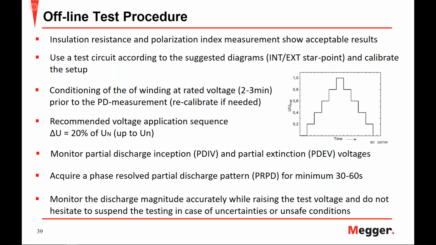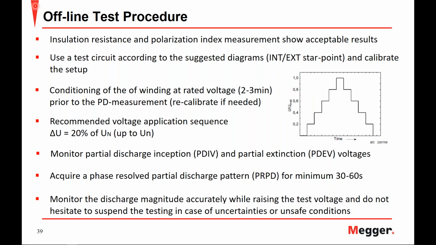And what this does is this allows for the monitoring of partial discharge inception voltage, which is the voltage at which partial discharge starts to take place as you're going up this sequence of voltages, and then partial discharge extinction voltage, which is the voltage at which partial discharge ceases to take place as you go back down. And this offers an advantage because a lowering inception voltage can be a sign of insulation deterioration.